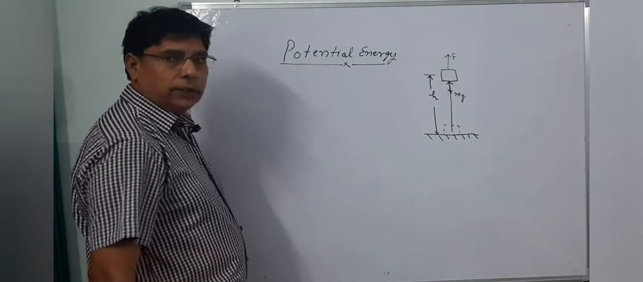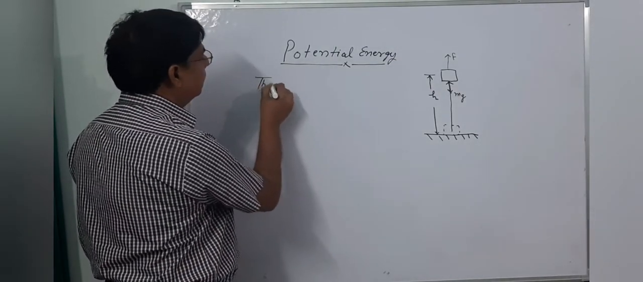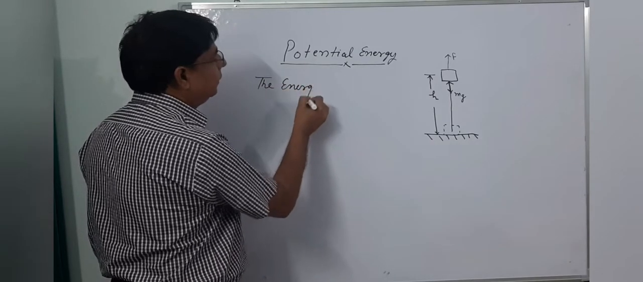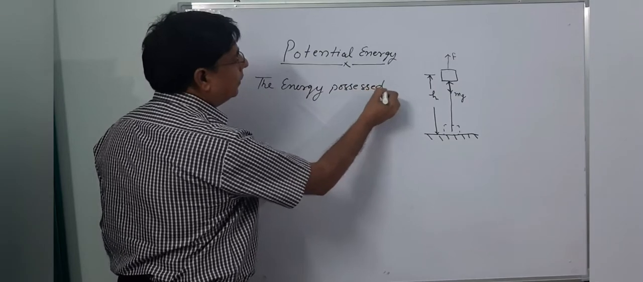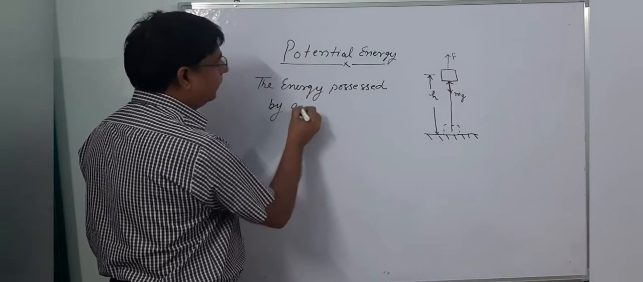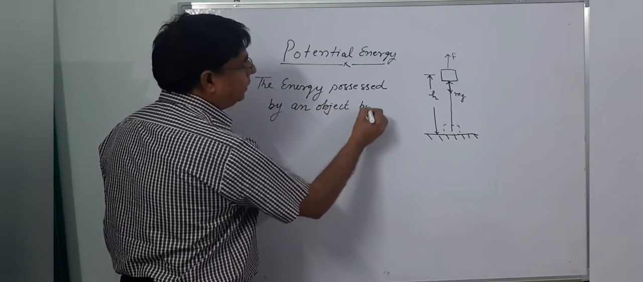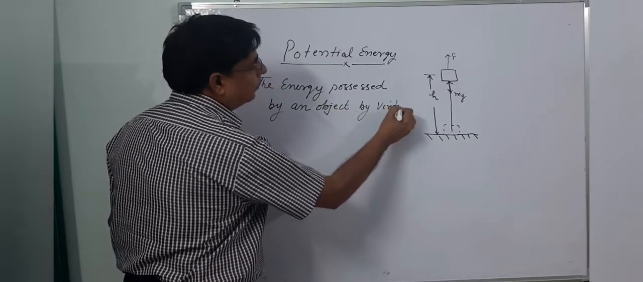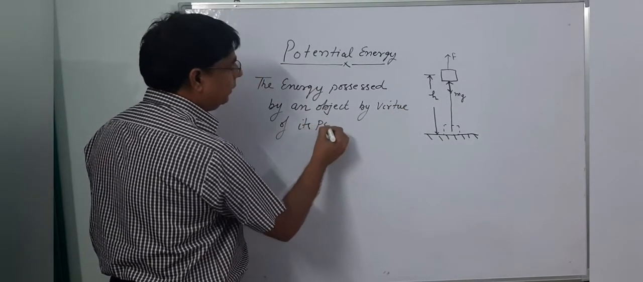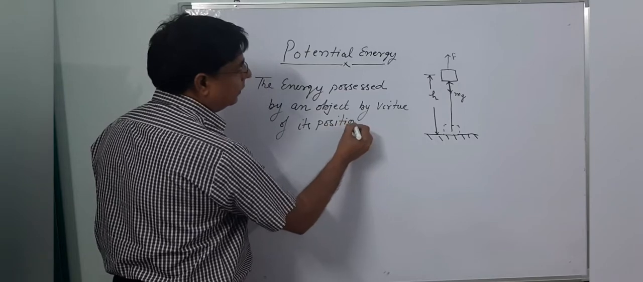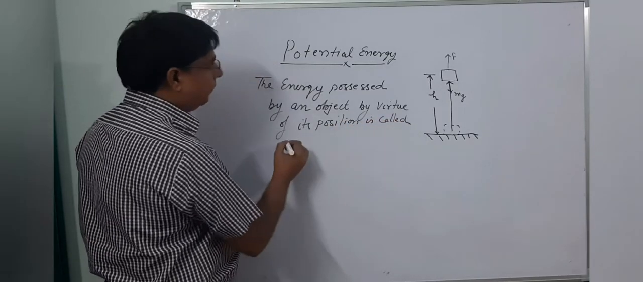First we write the definition of it. The energy possessed by an object by virtue of its position is called potential energy.